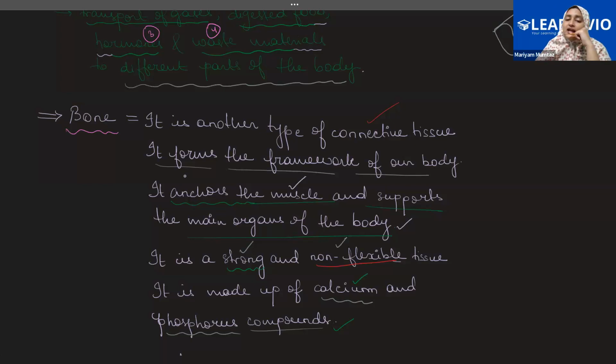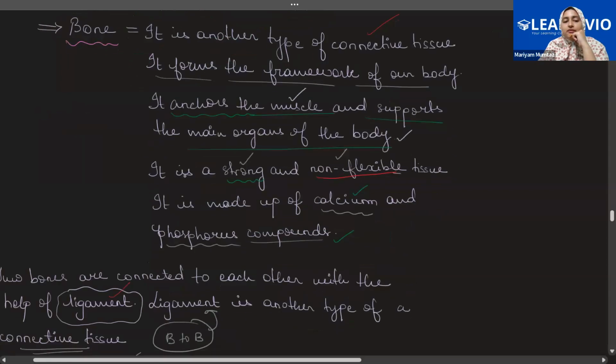And why can't they bend, or why are they non-flexible? It's because they are made up of calcium and phosphorus compounds, which gives them a very hard structure, a very hard shape and the whole configuration. Clear? So that is about the bones.